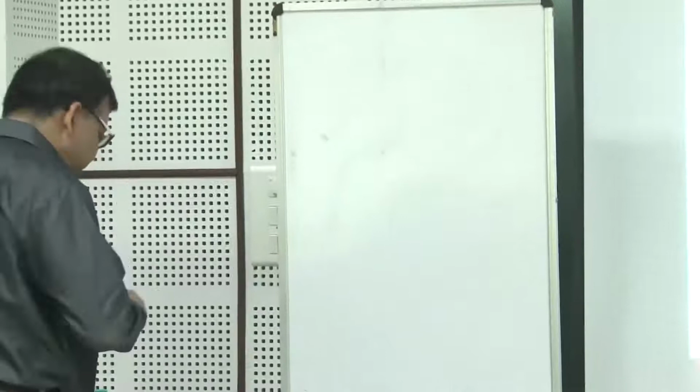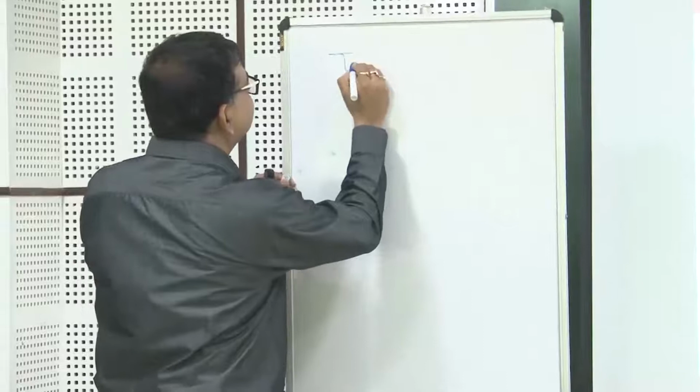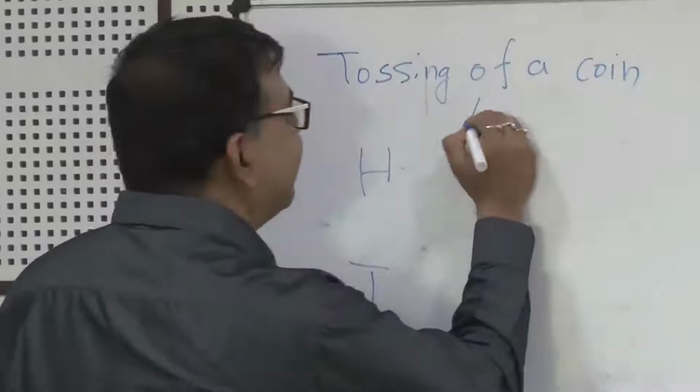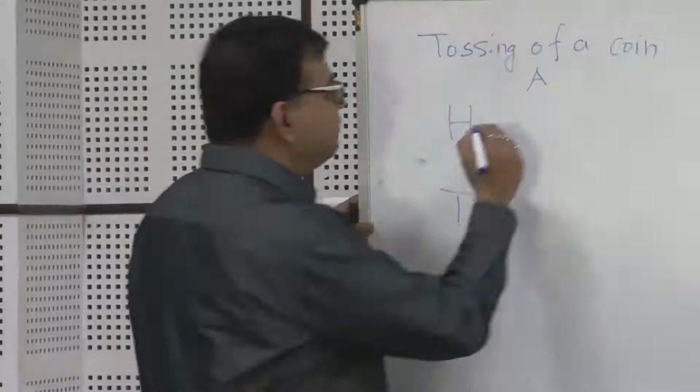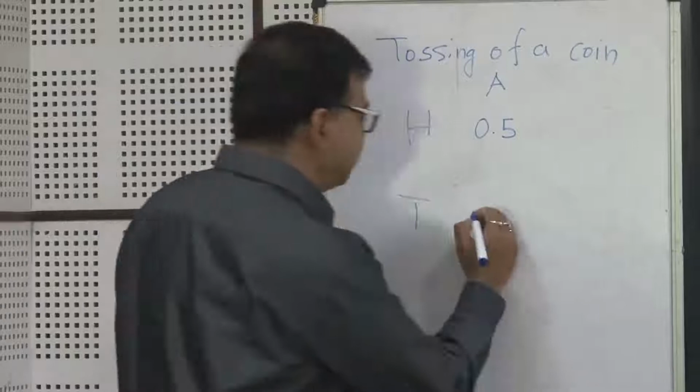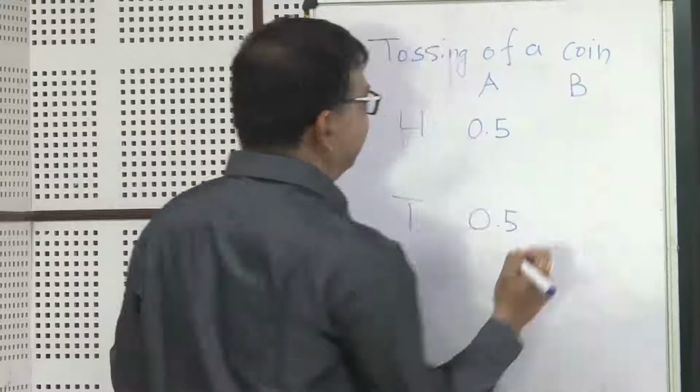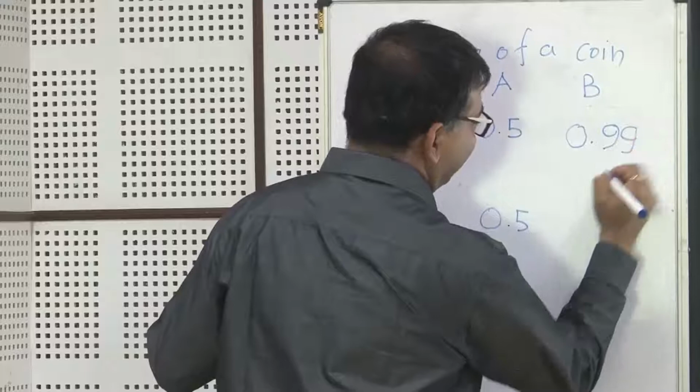Okay, let me give an example to illustrate this. Let's consider tossing of a coin. So I have head, I have tail. In case A, I consider a fair coin. What is a fair coin? It will have 50% probability of head and 50% probability of tail. Now let us consider an unfair coin. Let's say case B is an unfair coin where probability of head is 0.99 and tail is 0.01.